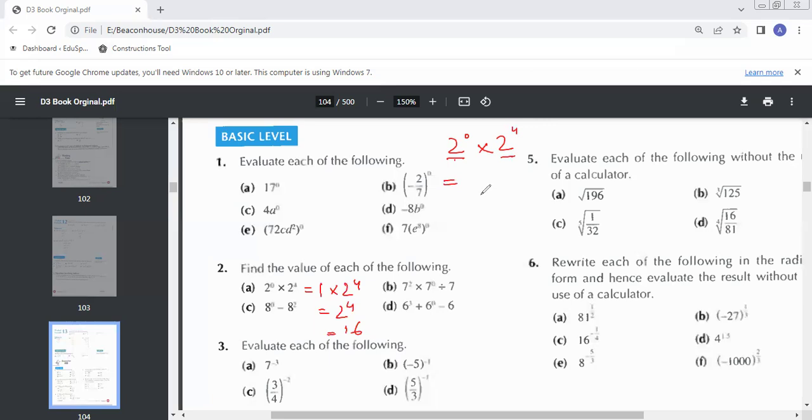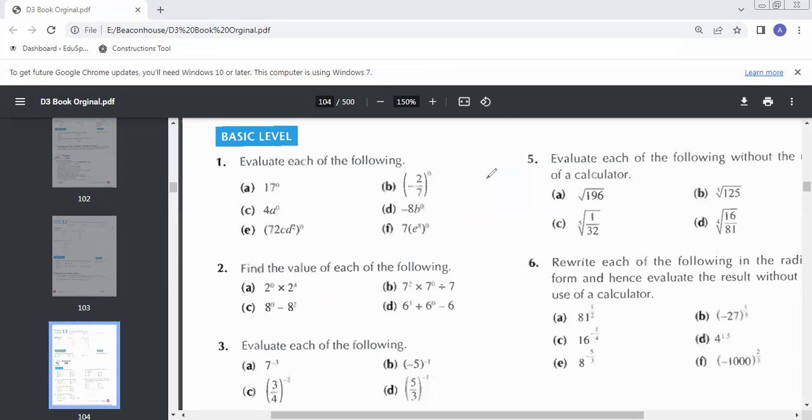So according to that rule, if we apply rule number 1 on this question, it will give the same result as this rule gives you. So it will become 2 power 0 plus 4, which is actually 0 plus 4 is 4. So 2 power 4 is 16. So you can use either way to get the answer. If you apply this rule or that rule, it will be all set.